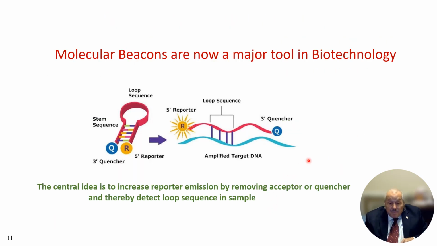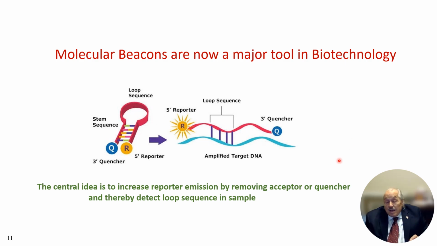Molecular beacons. I have to talk about molecular beacons because they're such a major tool in biotechnology and drug discovery and many other things. The basic idea of a molecular beacon is to have two regions with a fluorophore and a quencher, or a fluorophore and a receptor, and they are bound together by a loop sequence. And the loop sequence is the thing that we're looking for.